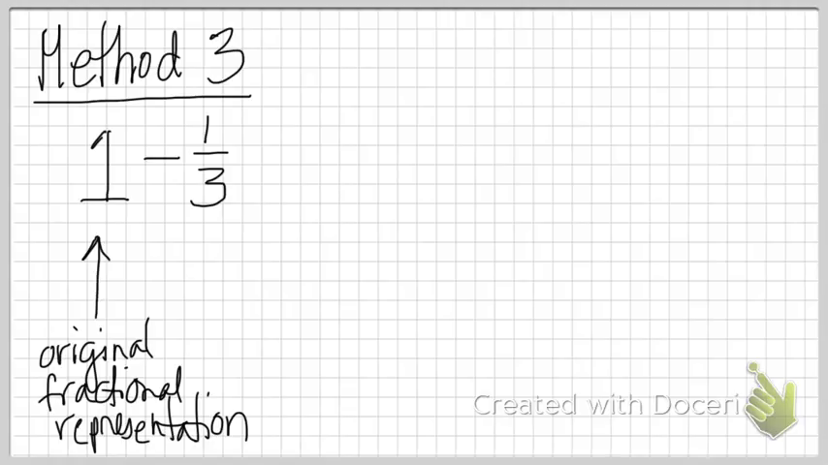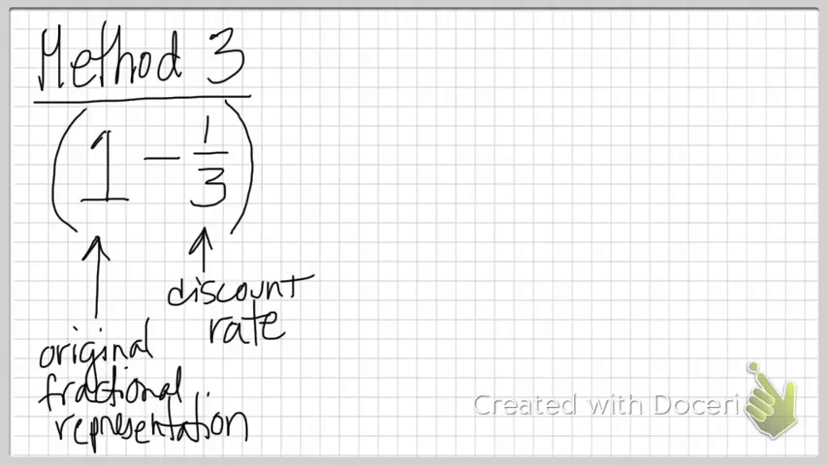Okay. 1/3 is our discount rate. So then, if we take 1, what we're going to do is find that, and then multiply that by our original price.